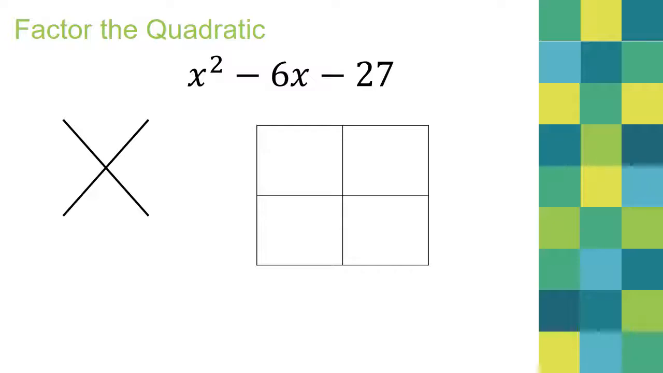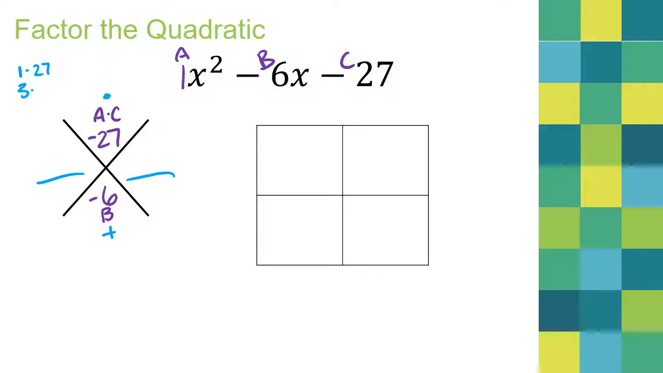Follow the same steps to start off. First, identify your A, your B, your C. Multiply your A times C. Put your B in the bottom. Find two values that multiply to get negative 27, but can combine to get negative 6. My factors of 27 are 1 and 27, and 3 and 9. Those are my only factors. So in the end, 3 and 9 are my values.